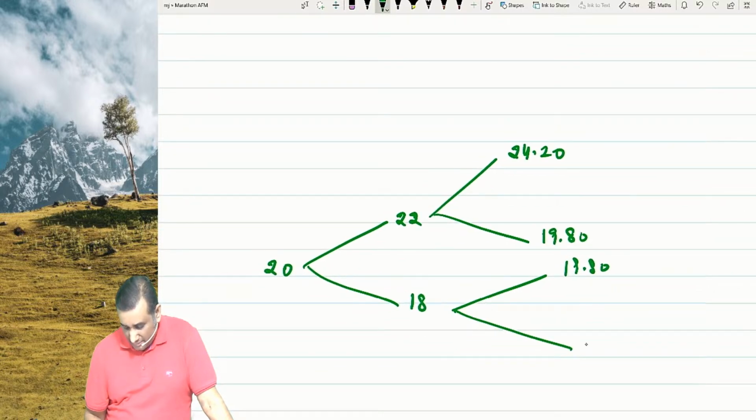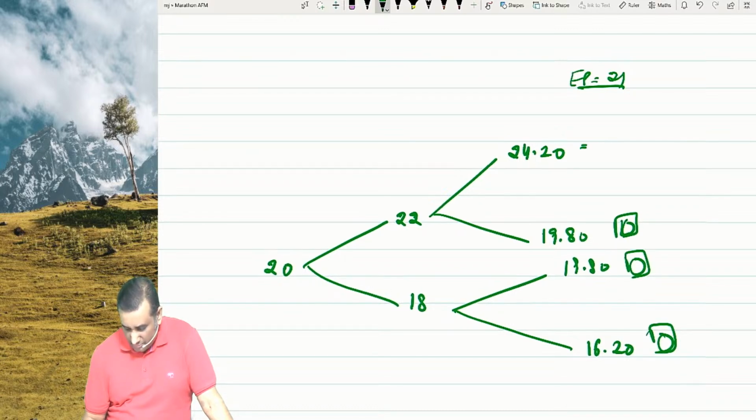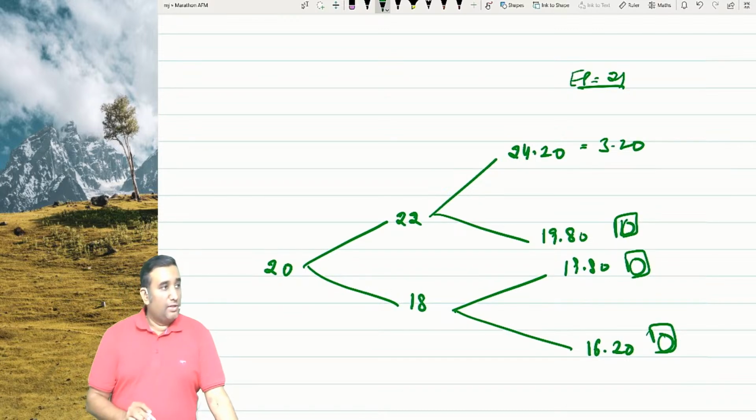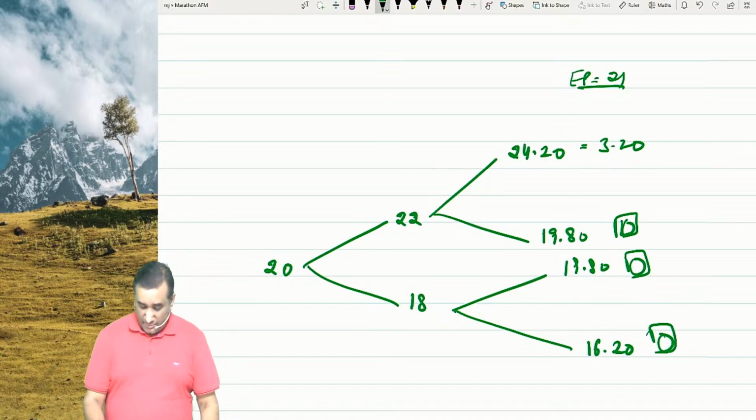This is 16.2. Your exercise price was 21. This will lapse, this will lapse, and this will lapse, so these will be 0. This will come as 3.2, because the price becomes 24.2 and the payoff is 24.2 minus 21, which is 3.2.